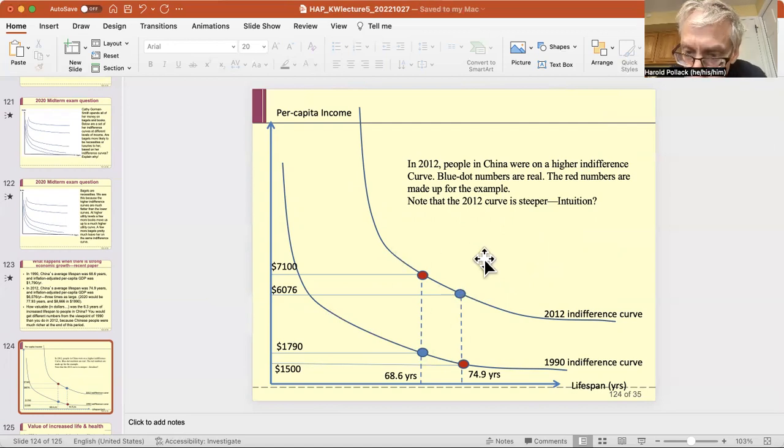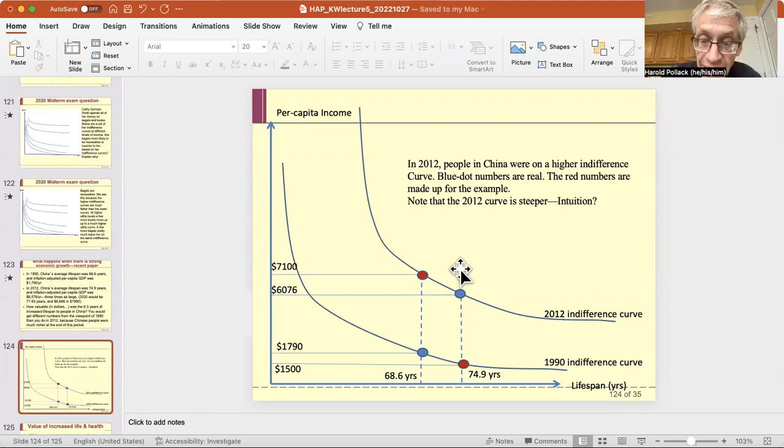But notice that the 2012 curve is steeper than the 1990 curve. And the idea behind this is the 2012 person, they've got a lot of stuff. So if you said to that 2012 person, how much would you be willing to give? Well, let me phrase it differently. If you say to the 2012 person, how much is it worth it to you that you've moved from 68.6 year life expectancy to 74.9 year life expectancy? Wow, it's worth a lot.